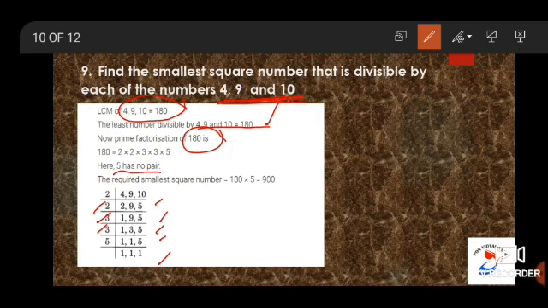Here the number 5 has no pair, so the smallest number that has to be multiplied with 180 is 5. 180 into 5 is equal to 900. To conclude, the smallest square number that is divisible by each of the numbers 4, 9 and 10 is 900. So it is very simple, children. First you have to find out LCM of the given three numbers. Then you have to find out prime factorization for that LCM. Then you have to see which number is not in pair and multiply with that number.